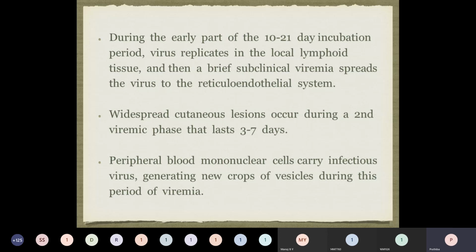During the early part of the 10 to 21 day incubation period, the virus mainly replicates in the local lymphoid tissue. Then a brief subclinical viremia spreads the virus to the reticuloendothelial system. The widespread cutaneous lesions occur during the second viremic phase, which mainly lasts for about 3 to 7 days. In the peripheral blood, mononuclear cells will carry infectious viruses, generating new crops of vesicles during this period of viremia.